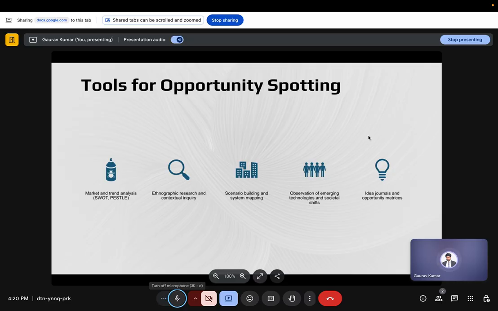System mapping visualizes the flow of materials, energy, information, and money. So it exposes the leverage points where small design changes produce large effects. Maintaining opportunity logs institutionalizes serendipity. A weak signal today may become strong next semester. So design is as much curation as creation.